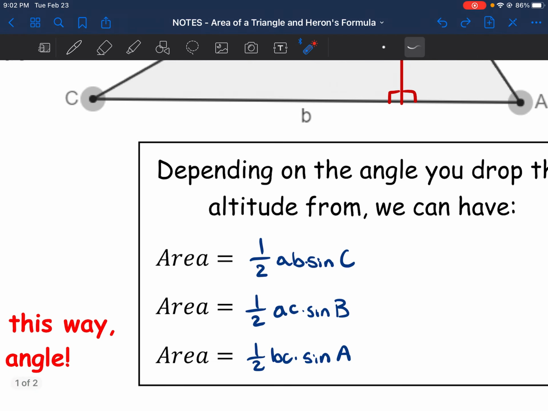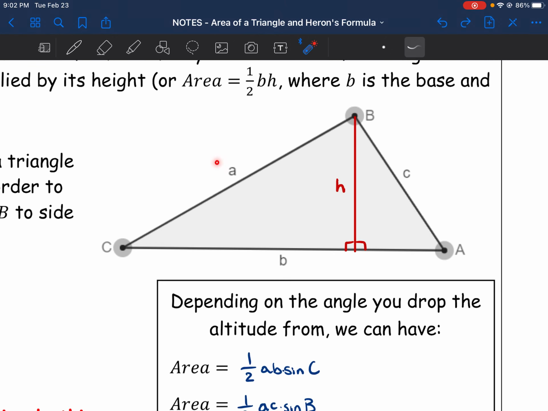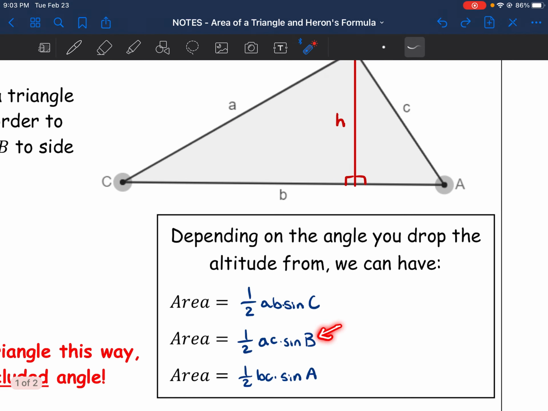And if you don't believe me, take a look at these 3 area equations. The first one says 1/2 AB times the sine of angle C. Well, if we look at our triangle, here's side A, here's side B. The included angle is angle C. Here's AC, side A, side C. The included angle, angle B. And then finally, here's side B, here's side C. Included angle, angle A. So again, if you have 2 sides and the included angle, you can use these equations to calculate the area of that triangle.